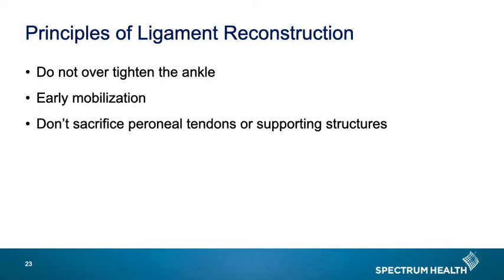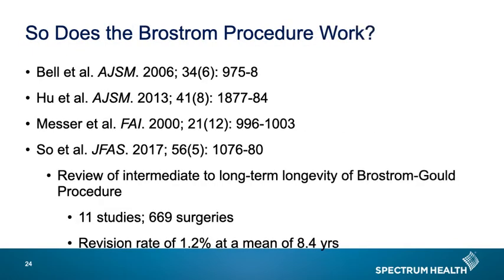And we don't want to sacrifice any of the supporting structures if we can avoid it. So if we can avoid taking the peroneal tendon to do a transfer or splitting it to do a transfer, it's better, as these structures are clearly important for ankle stability. So I think we all know that the Brostrom procedure works. This has been shown in many, many studies over the years. This is a good procedure, and it has a very good track record. A recent review in the Journal of Foot and Ankle Surgery a few years ago looked at the midterm and long-term longevity and found that the revision rate was quite low at 8.5 years.